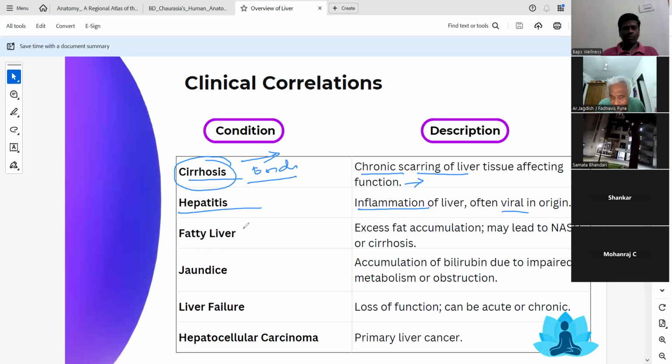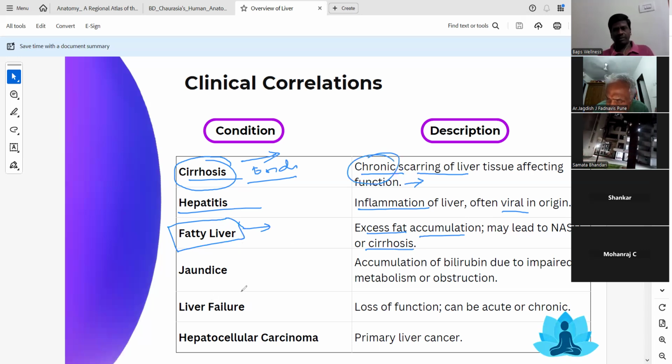Fatty liver is the most common one, wherein excess fat is accumulated over the liver and it damages the normal functioning over a period of time. Various grades are there. It is a slow process. Again, it's a chronic condition.